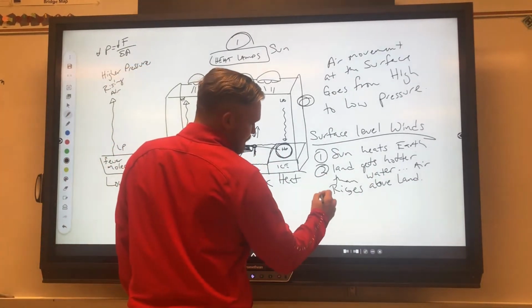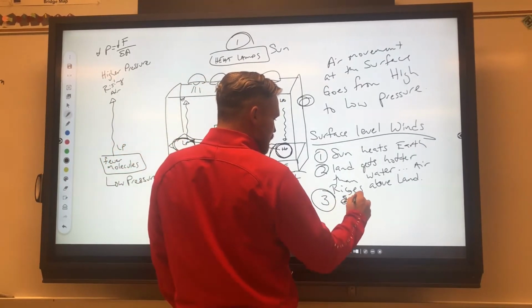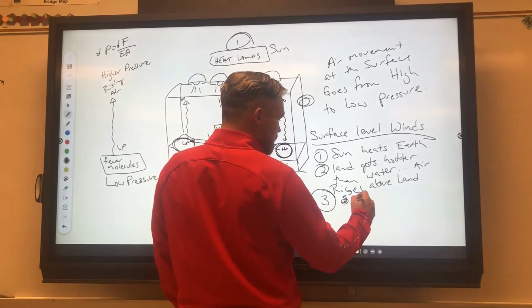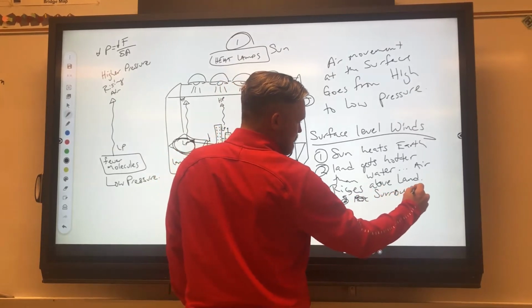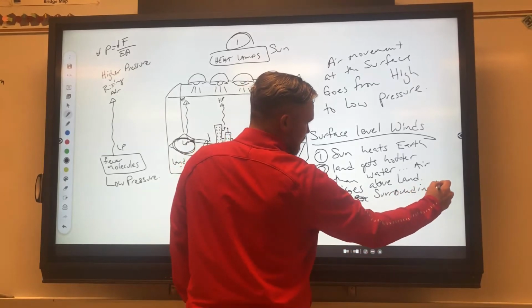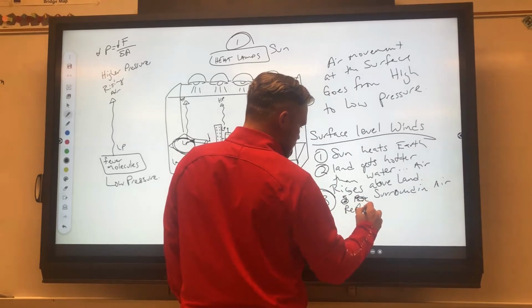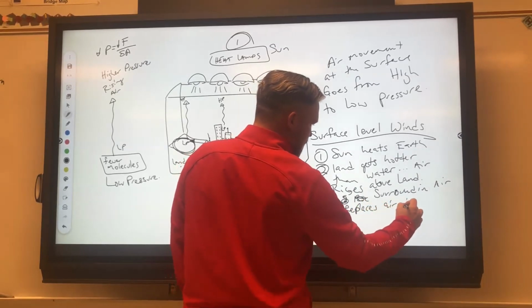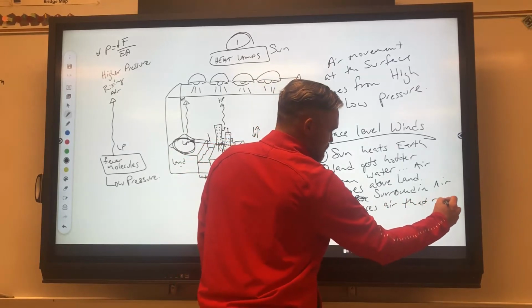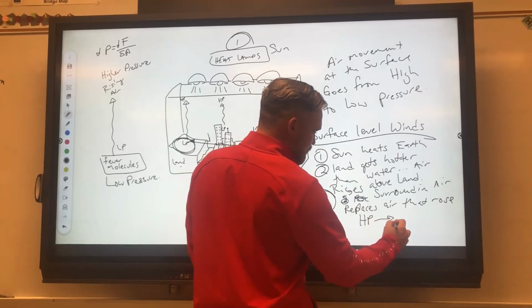And then third, rising, surrounding air replaces air that rose, which we said was high pressure moves toward low pressure, right?